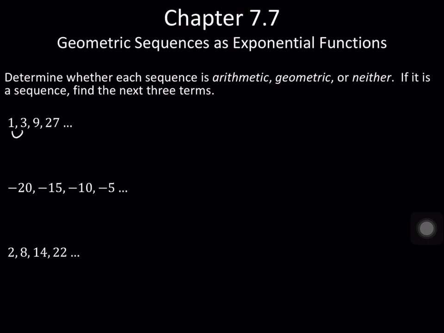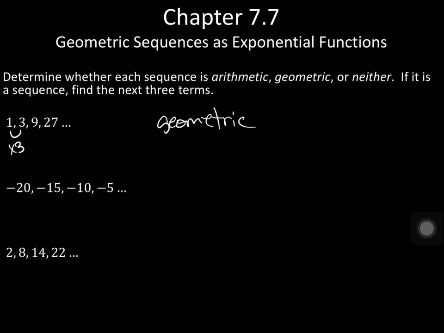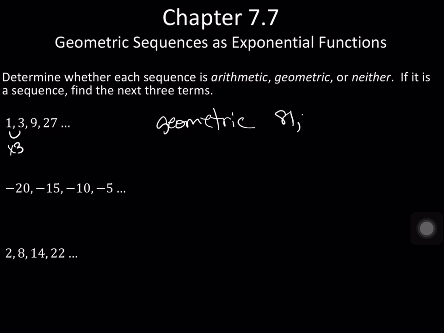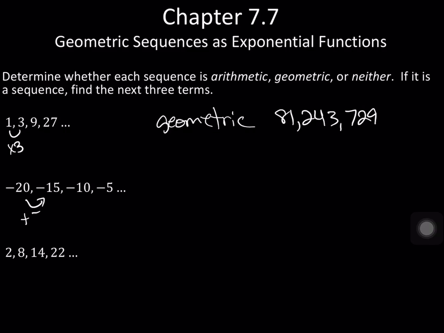All right, on this first one, we are multiplying times 3, so it makes it geometric. Our next 3 terms, 27 times 3 is 81, times 3 is 243, times 3 is 729. All right, the next one. We're adding 5, adding 5, adding 5. So this one is going to be arithmetic. And our next 3 terms would be 0, 5, and 10.